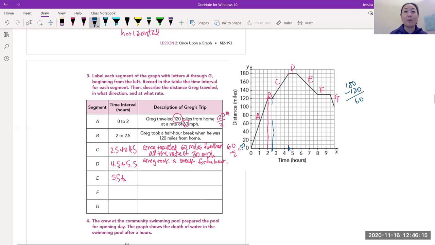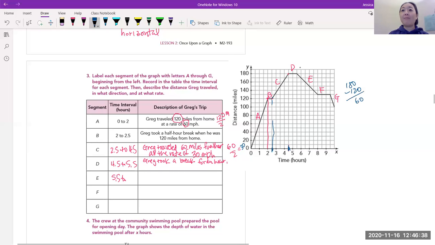And then from 4.5 to 5.5, so here's the D right here. Because of that, he needed a break. So he took a rest. Or maybe he got to where he needed to go, I don't know. But for 1 hour, what did he do? He took a break for an hour. He's not going anywhere. We don't have to say his rate because he's not going anywhere. All right, so 0 miles per hour.